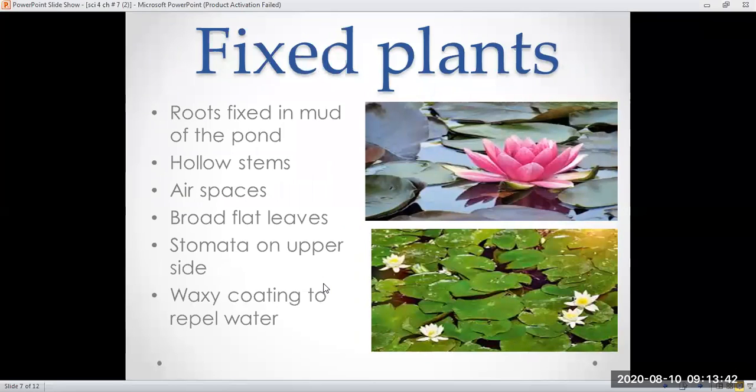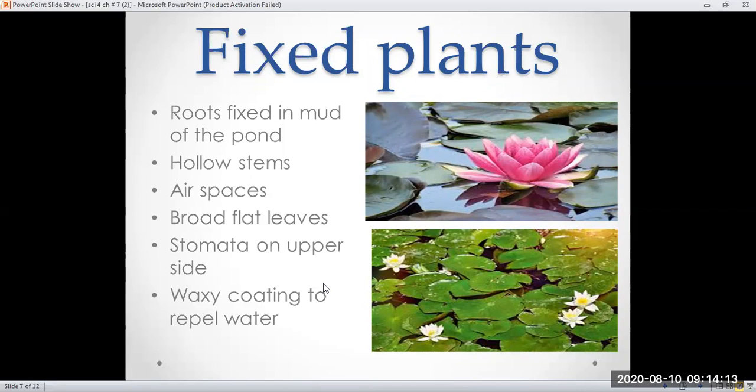Next are the fixed plants. Fixed plants have their roots fixed in the mud of the pond. Where these plants grow, their roots are fixed in the pond, and they have hollow stems. Hollow stems means empty stems, and they also have air space when air is present, and their leaves are broad leaves, as you have seen in these two pictures. At the side of the leaf there are stomata.